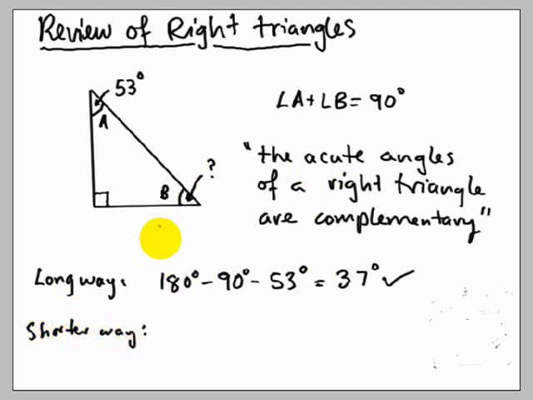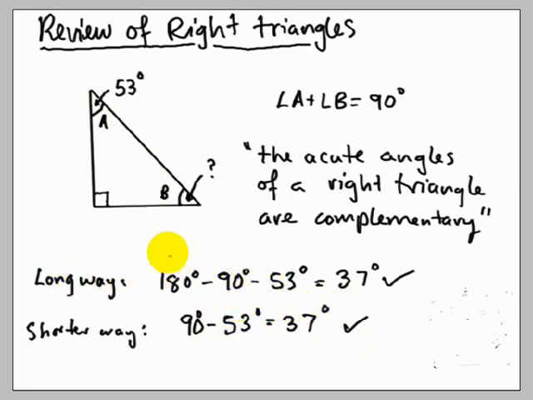We know that these two angles add to 90, right? So if this is 53, this one's 90 minus 53, right? You can just go right away to that. And that's 37 degrees. So they're really essentially the same thing, right?